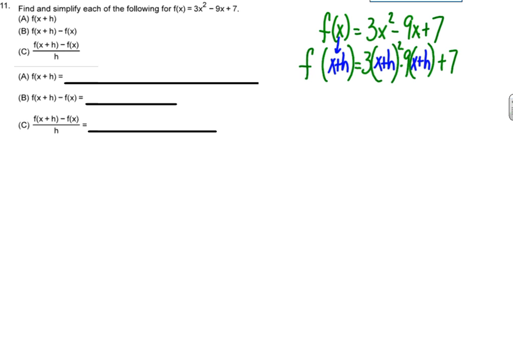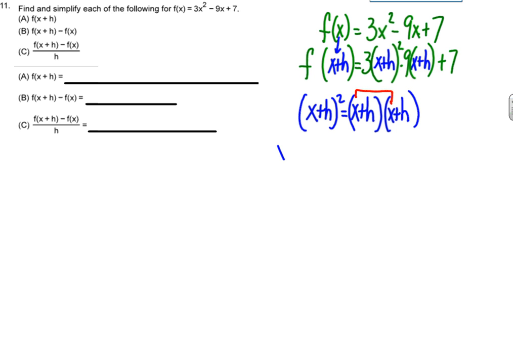Now, the first thing we're going to solve is the x plus h squared. Let's look at x plus h squared. As you know, that means x plus h times x plus h. So we're going to do the same thing we would do with numbers, but this time we're using h instead of a number.